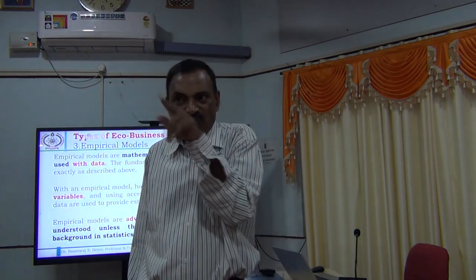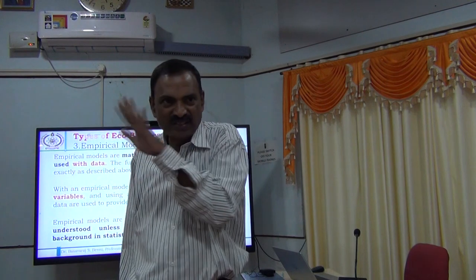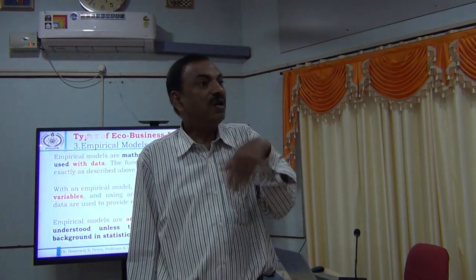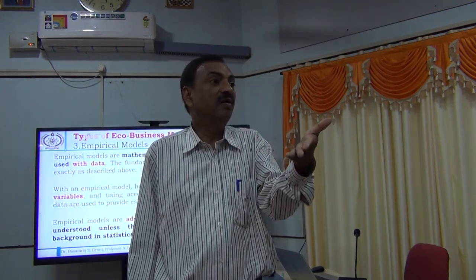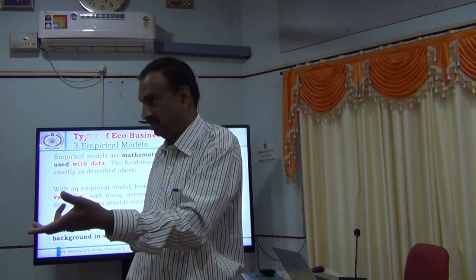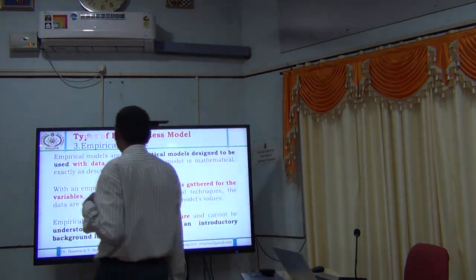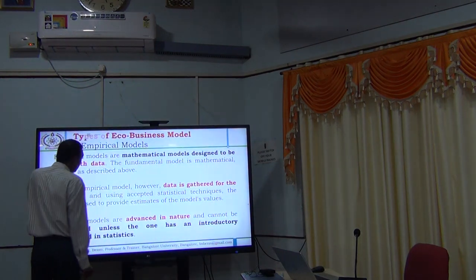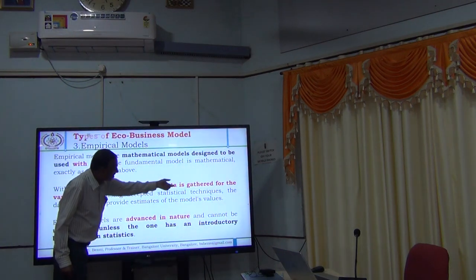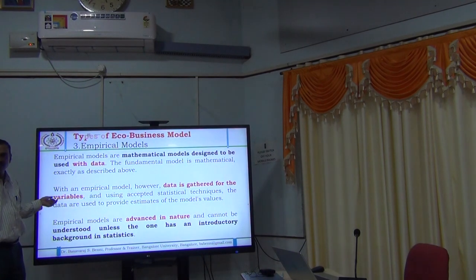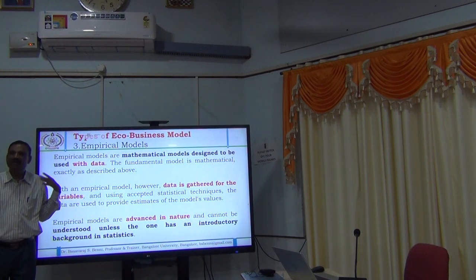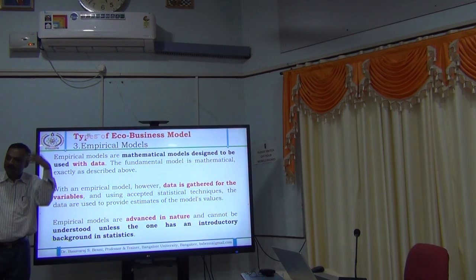Now, C = f(Y), that is a consumption function. Now, you are replacing variables by numbers. You are replacing them with data. So with the empirical model, data is gathered for different variables. We collect data on different variables, we put it into the model, we solve, and we arrive at a result.